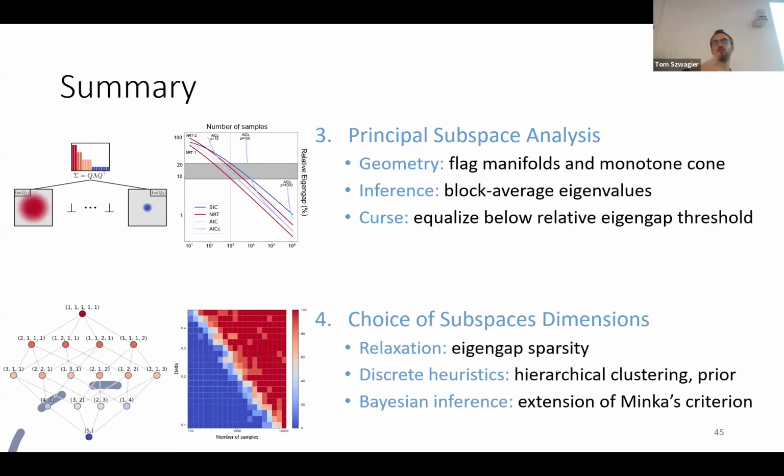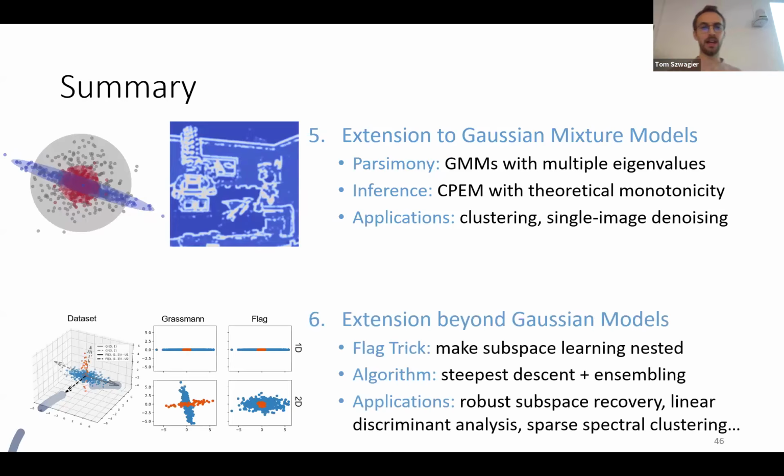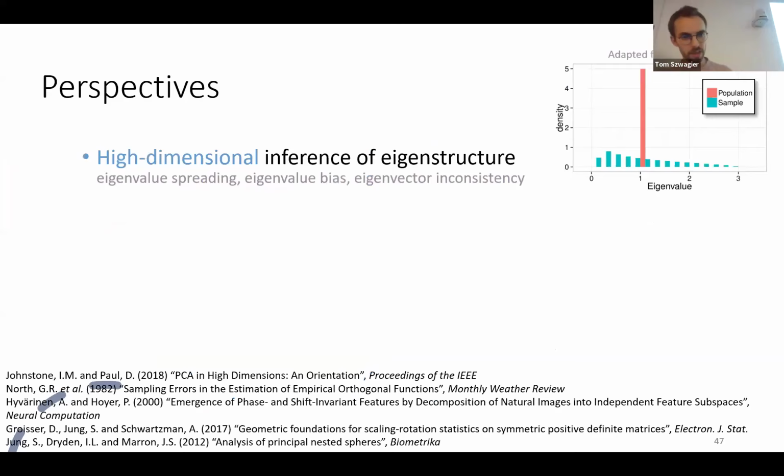Then we explored much more quantitative methods for the choice of the subspaces' dimensions: a continuous relaxation, some discrete heuristics, and a Bayesian inference framework. Then we extended our contributions to Gaussian mixtures with a new variant of the EM algorithm, which guarantees the theoretical monotonicity of the penalized log likelihood. And then we went beyond Gaussian models and closed the loop by also addressing the nestedness issue in subspace learning we presented in the introduction. So many perspectives arise from this work.